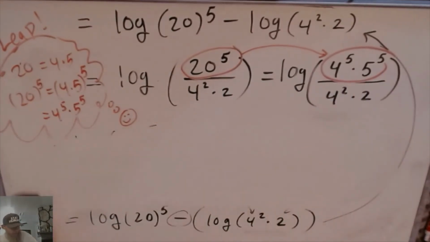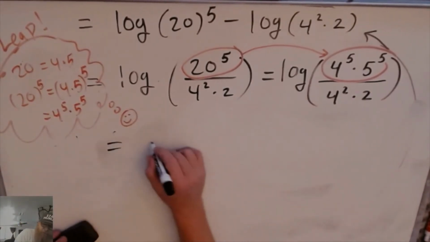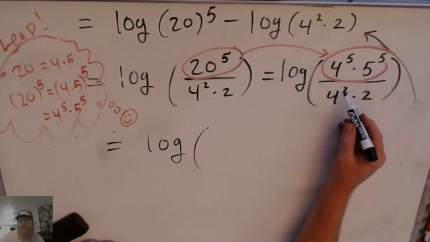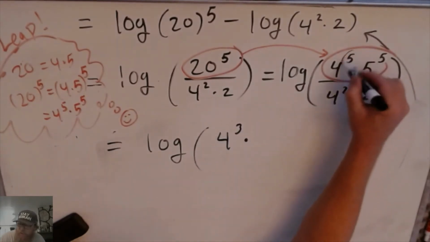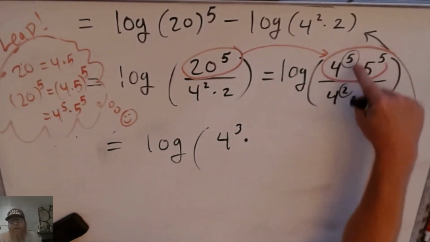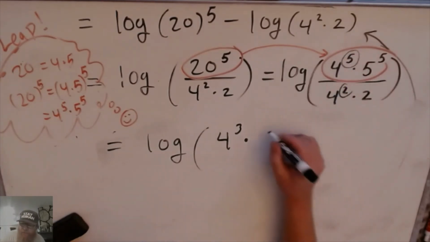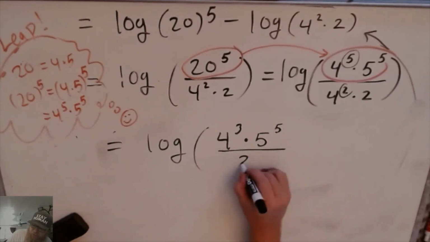It's all downhill from here. You've already summited the mountain. And now you just coast home. So 4 to the 5th divided by 4 to the 2nd, that's going to be 4 to the 3rd. Remember, division is the same as subtraction, so I'm subtracting those. 5 to the 5th over 2.